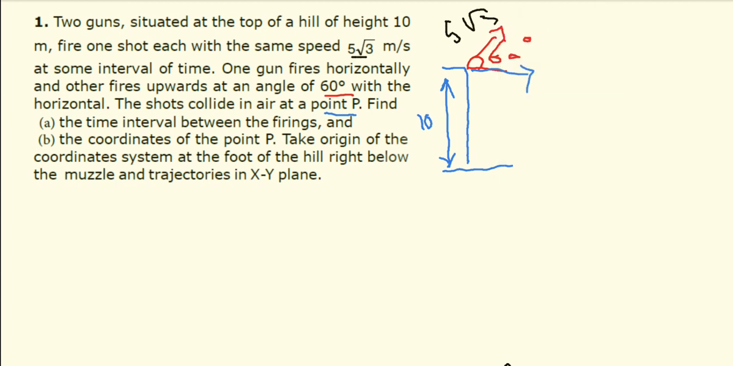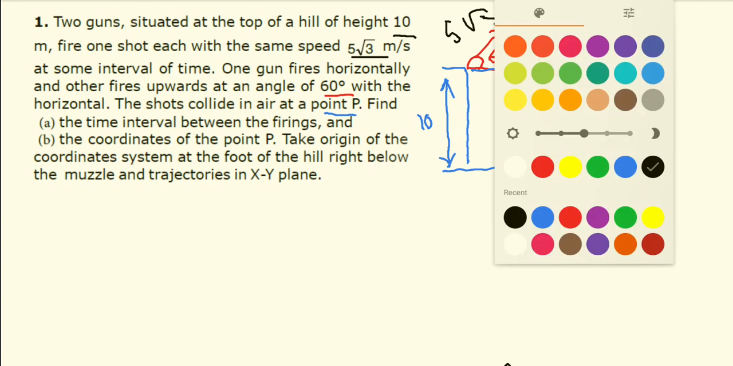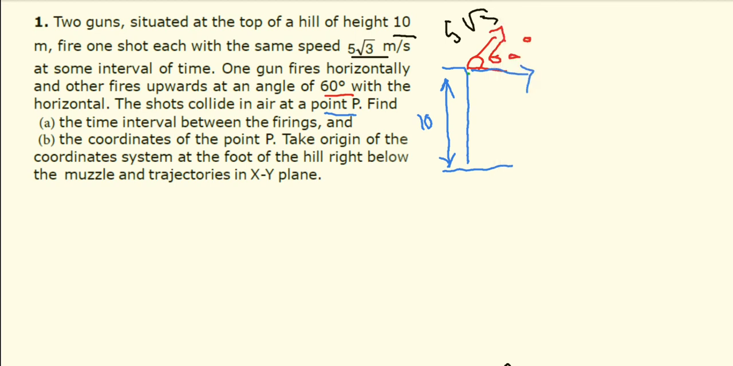If you read over here, it is given as 5 root 3. The height of the hill is 10 meter. They collide at point P. Both of them will perform the projectile motion, and here it will go like this, and here it will collide like this. Okay, suppose they collide at point P. Whatever is the point P, let the coordinates be x and y. This is the coordinate that we have to find out, taking the foot of the hill as the coordinate axis.